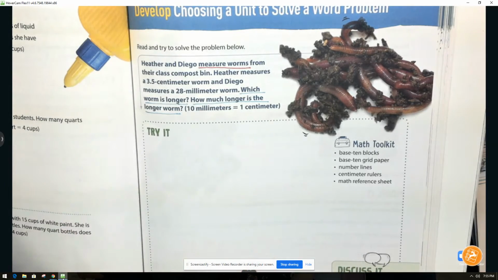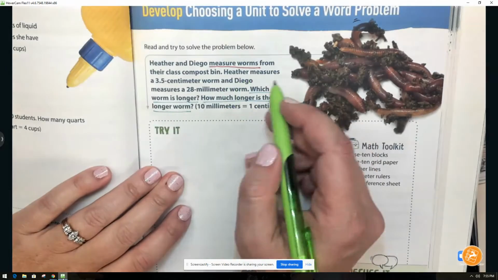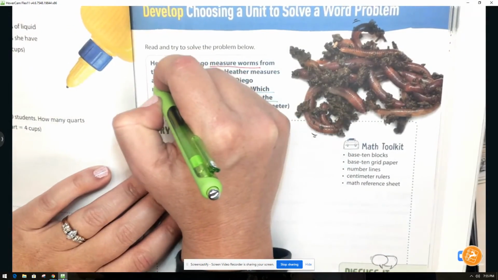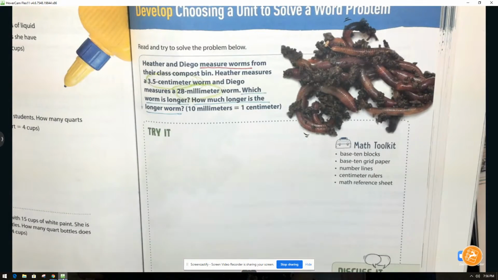Now, what is the important information? Well, Heather measures a 3.5 centimeter worm. That's Heather's. And then Diego measures a 28 millimeter worm. So we are just trying to figure out which is longer, 3.5 centimeters or 28 millimeters.